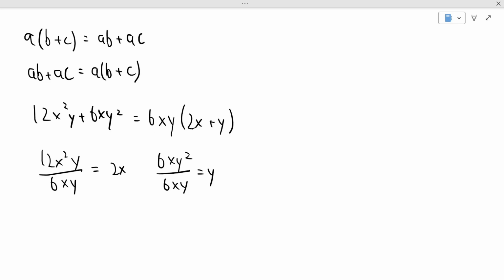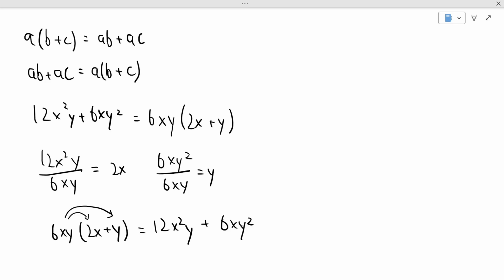So this is the answer, and this is the factored form of our original expression, and we can check to see that this is indeed equivalent to our original expression by applying the distributive property and multiplying it out again. So if we take 6xy and multiply that by 2x plus y, we get 6xy times 2x, which is equal to 12x squared y. And if we take 6xy and multiply that by y, we get a plus 6xy squared, which is indeed our original expression. And this is a good way to check if we have done our factoring correctly.